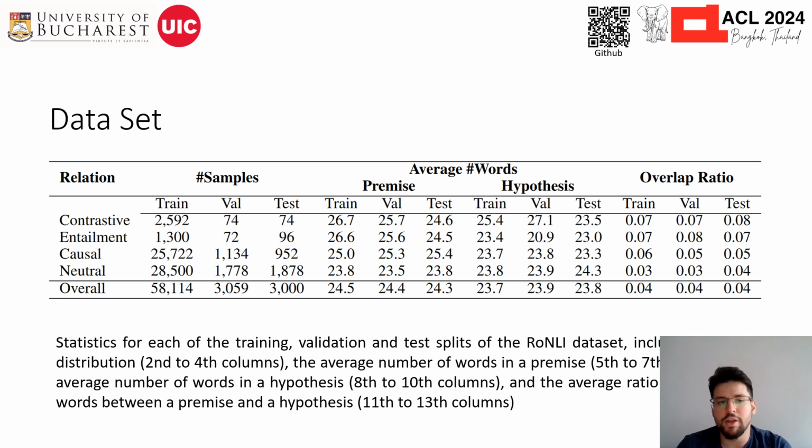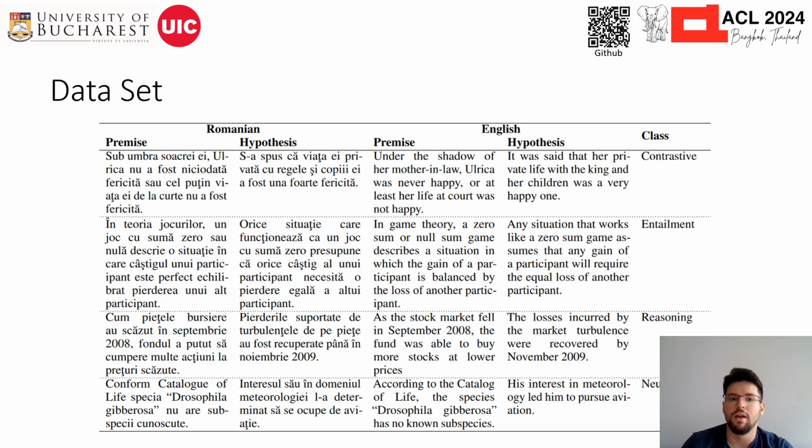We provide an aggregation of the dataset statistics, and we observe that we have approximately 58,000 train samples, 3,000 validation, and 3,000 test. We also analyze the average number of words in both the premise and the hypothesis, and the overlap ratio of the words in each of them. A few examples of the dataset.